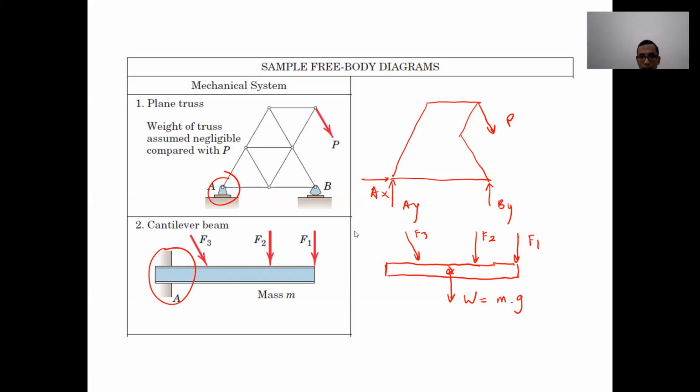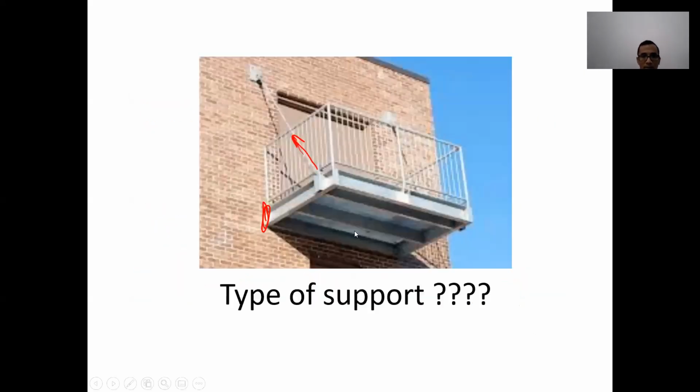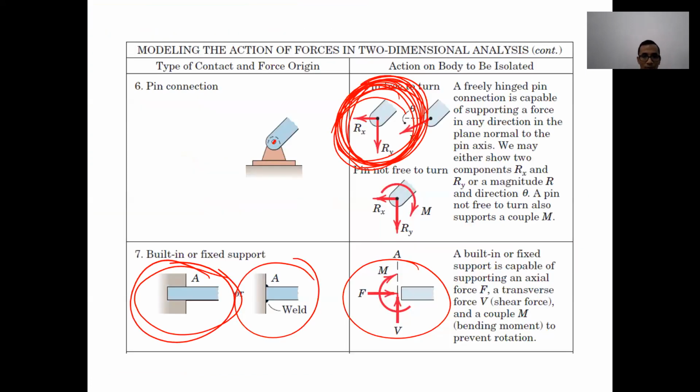Okay, let's check again. This one, right? Number 7, right? Yes. Okay, so it's built-in or fixed support. So it's fixed actually. What does it mean? This kind of support is restricting all the movement. So it will not be able to move in the x direction, it will not be able to move in the y direction, and it will not be able to rotate as well.